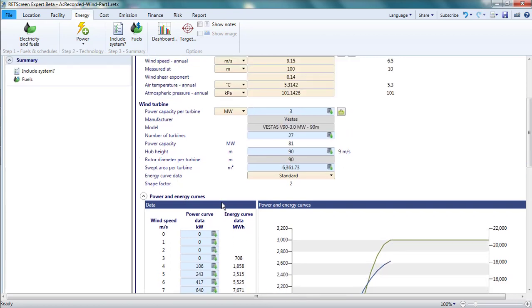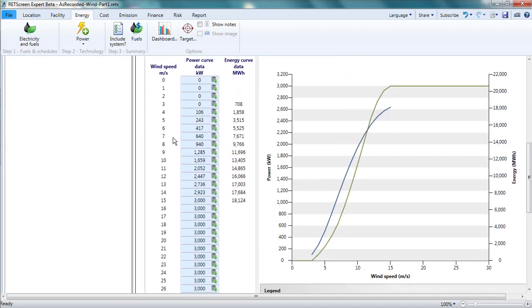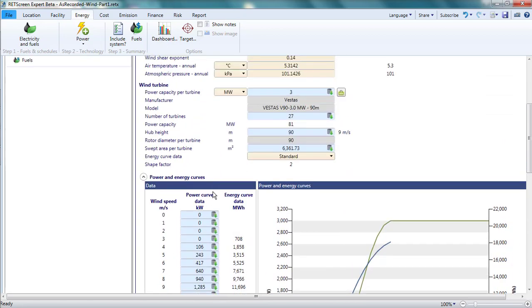On the energy page, the manufacturer, model, number of turbines, hub height, rotor diameter, swept area, and the power curve now reflect my selection from the product database. This is signified by the From Database icon that appears at the right of the blue cells. The text in the gray cells is also from the database, but it doesn't affect the model calculations, so it is not important to know where it comes from.